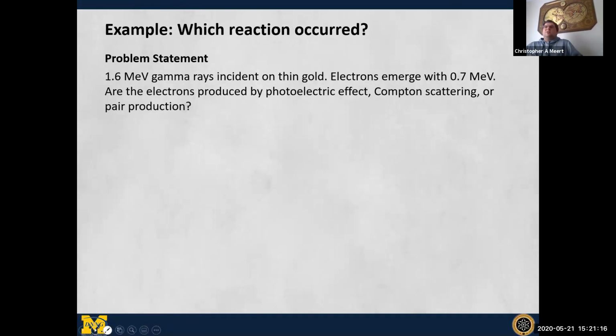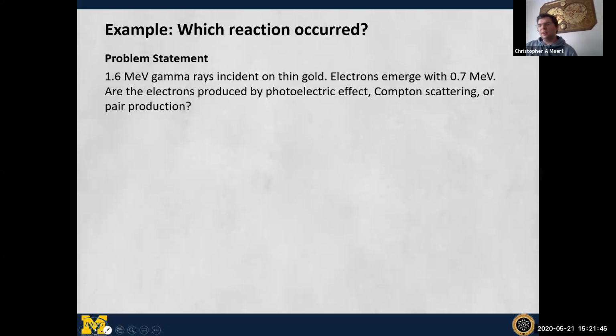So with all this information, we can also do an example with some simple math to elucidate these interactions. In this case, I just put a brief problem statement. Let's consider that we're working with 1.6 MeV gamma rays incident on thin gold leaf, and we measure electrons emerging with 0.7 MeV kinetic energy. Our job is to determine if those electrons were produced by photoelectric effect, by Compton scattering, or by pair production.